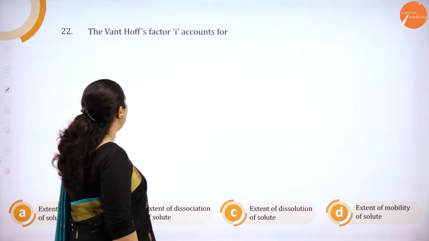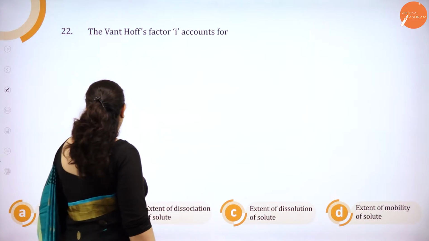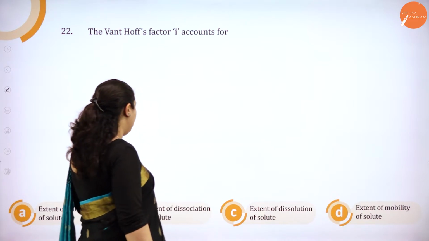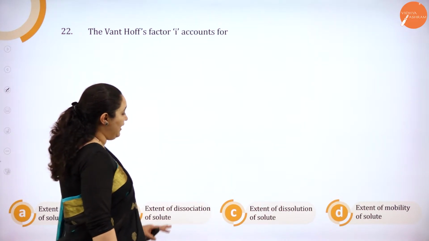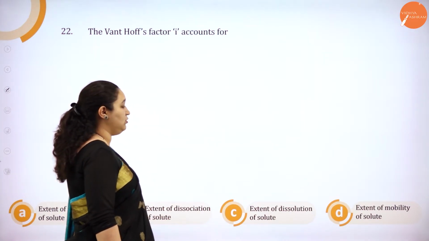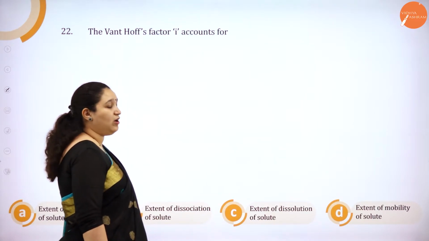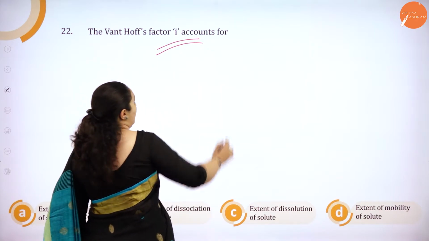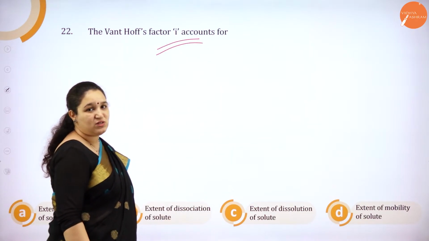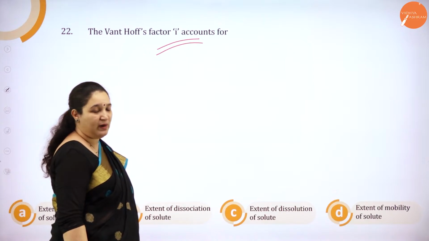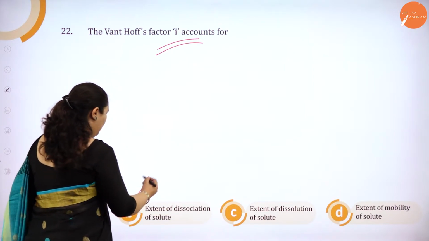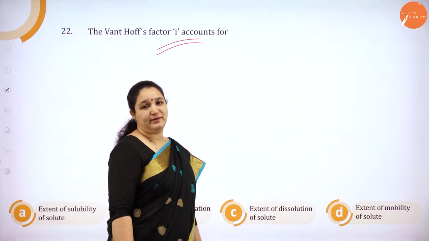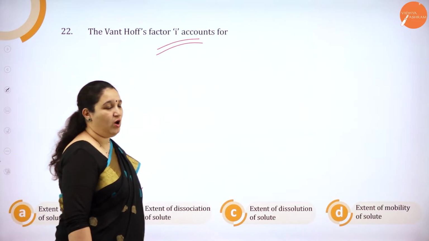Next one, the Van 't Hoff factor i accounts for extent of solubility of a solute, extent of dissociation of a solute, extent of dissolution of a solute, extent of mobility of a solute. Van 't Hoff's factor i accounts for what? It accounts for dissociation or association of the solute particles. So option B, the rest are solubility, dissolution and mobility, which are the wrong options.